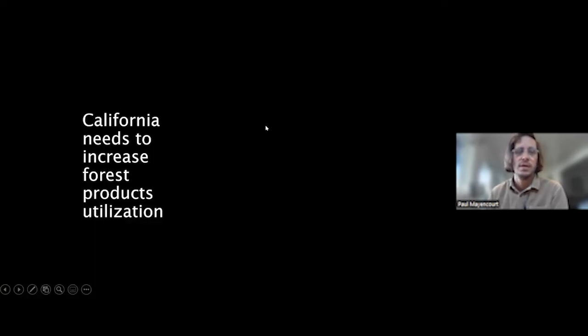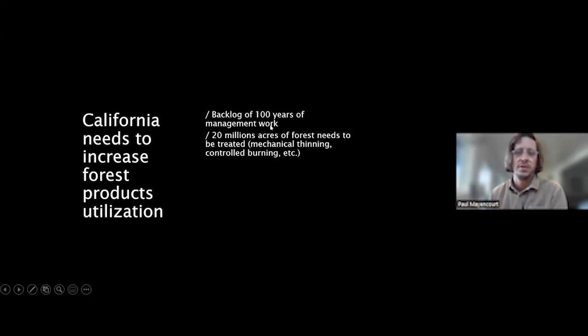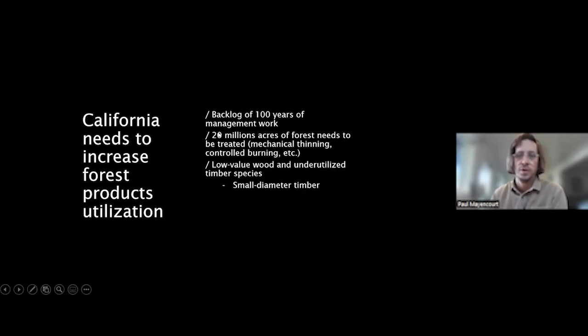So there's a need for increased forest product utilization. That means that we need to get wood out of the forest because we have this backlog of about 100 years of management work to do. This is about 20 million acres of forest that needs to be treated, meaning that it is to be mechanically thinned, so cutting down the smaller trees, or using controlled burning to reduce the amount of biomass in the forest, especially the smaller, thinner trees. Doing these operations usually results in low value wood and underutilized timber species that have little value on the market. And if we can't find a value for them, it's really hard to have the resources to go and treat all these 20 million acres of forest.